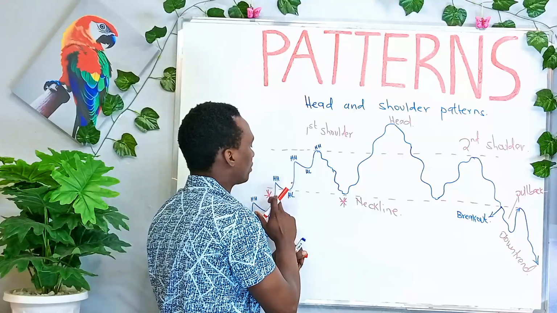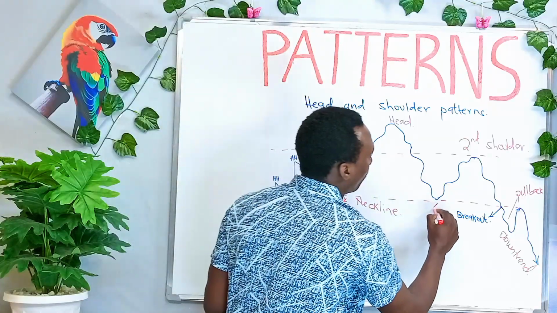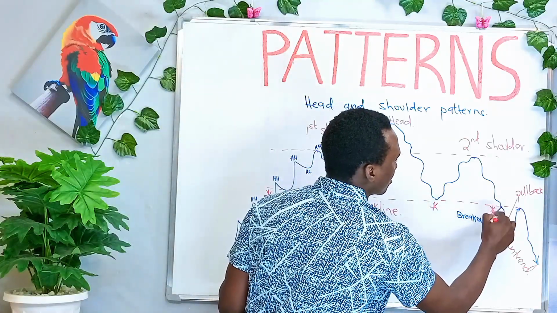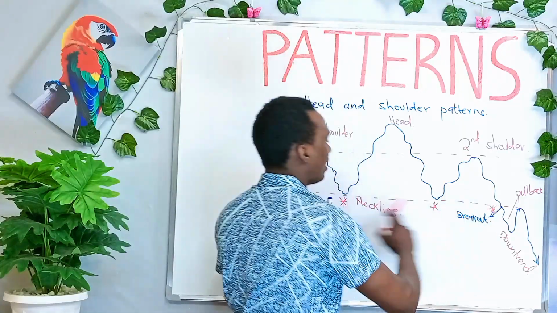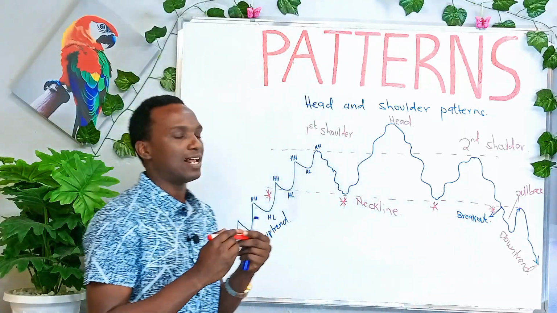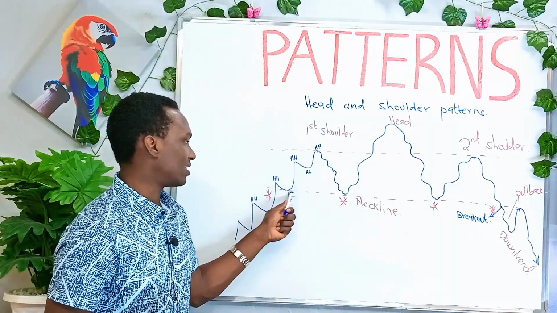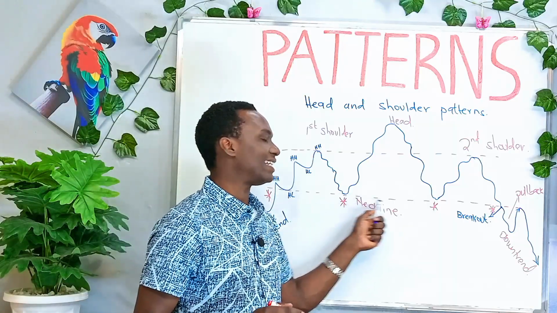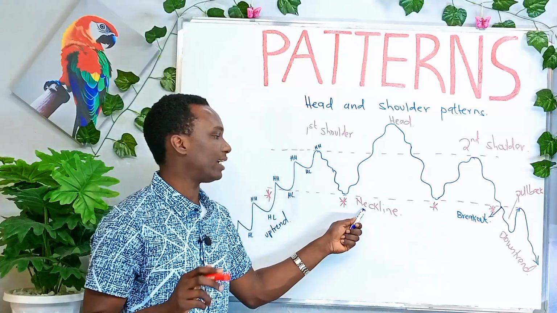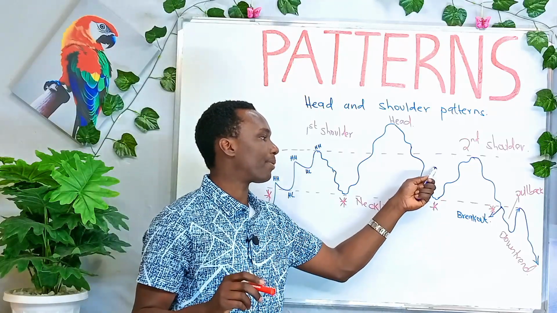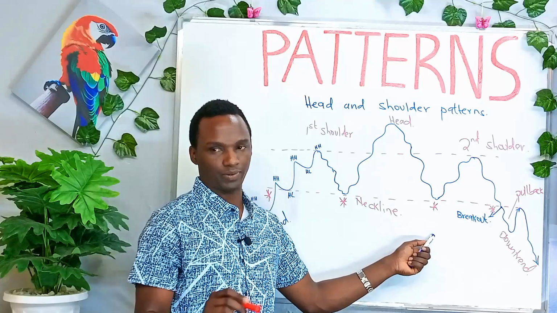A neckline is formed connecting the lowest points of these two shoulders. So point 1, point 2, point 3, point 4, they form a neckline. You can see that my neckline is sloping. This neckline can either slope up or slope down.